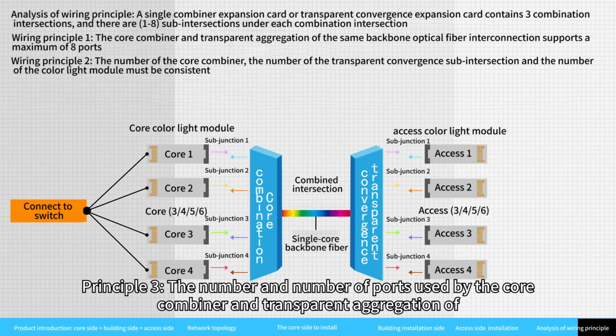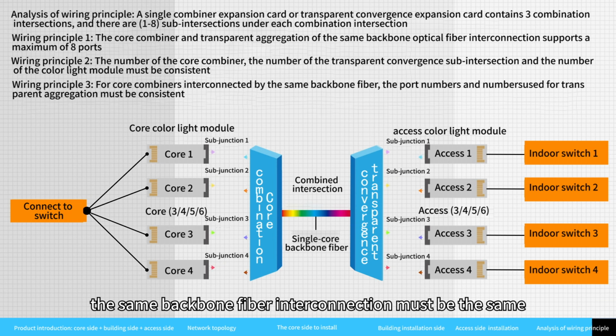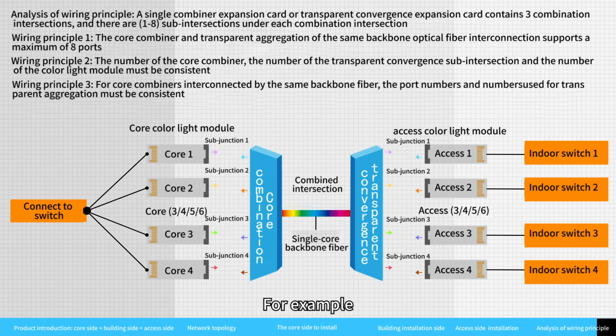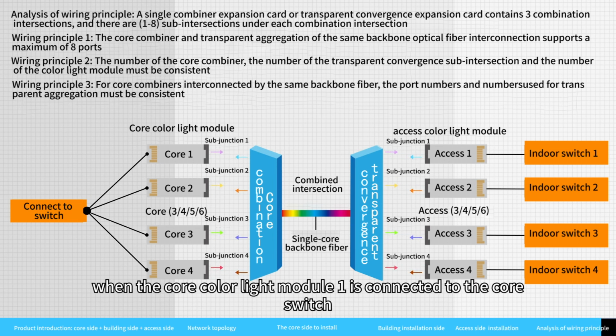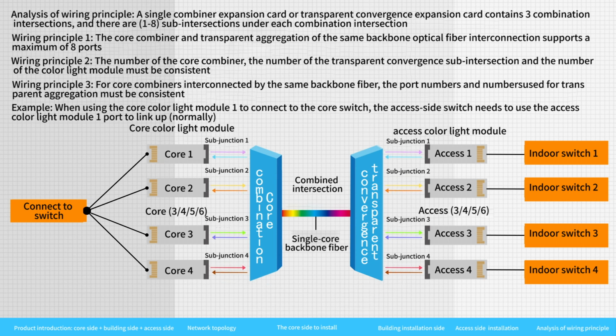Principle 3, the number of ports used by the core combiner and transparent aggregation of the same backbone fiber interconnection must be the same. For example, when the core color light module 1 is connected to the core switch, the access side switch needs to use the port connected to the color light module 1 to link up normally.